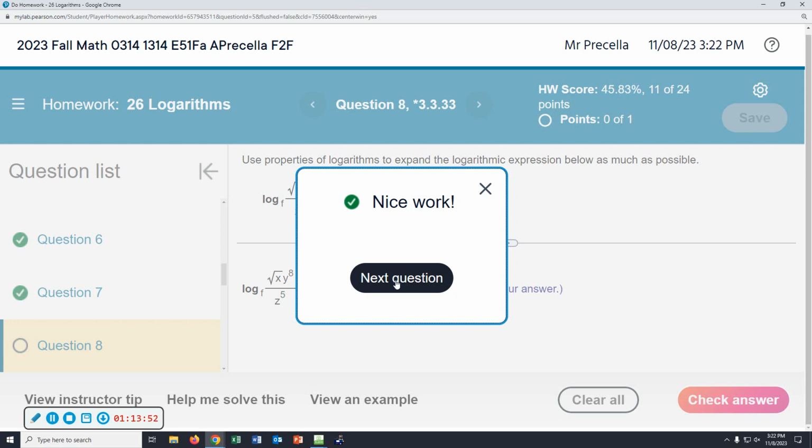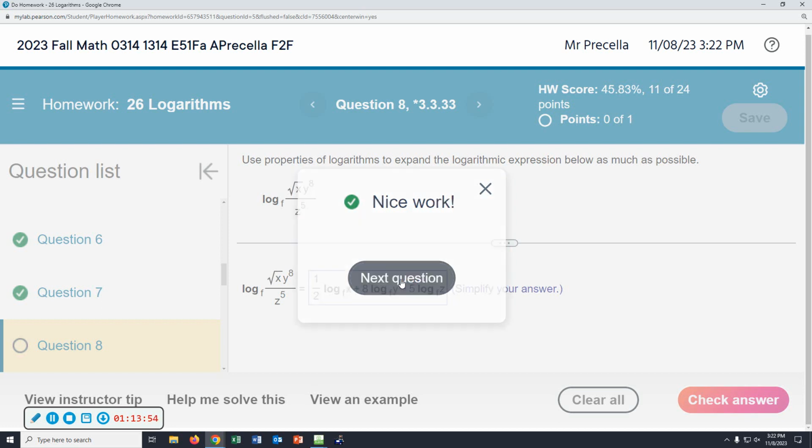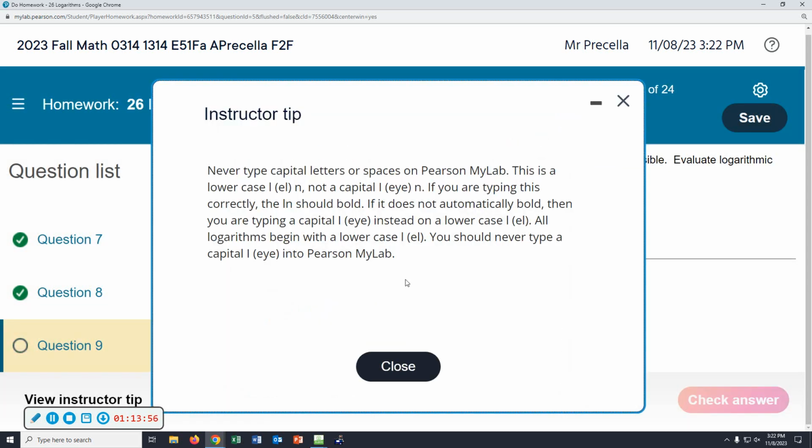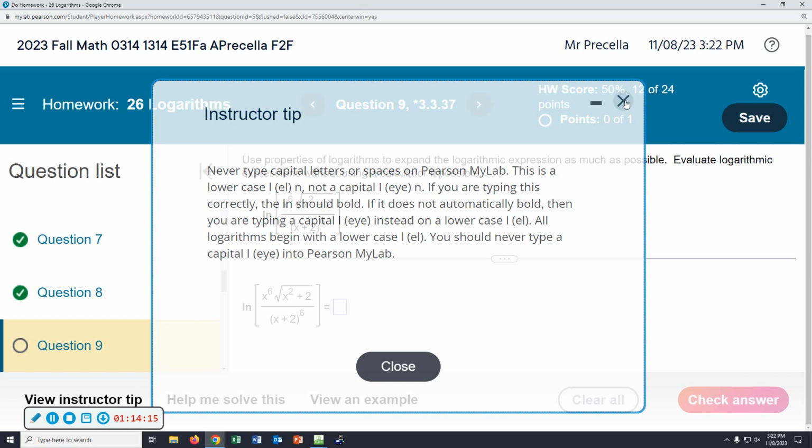Okay. Any questions? Well, this problem is going to have the ln, the natural logarithm. If it's not bolding, then you're typing a capital I instead of a lowercase l. No, that's it. Okay, let's see this problem.